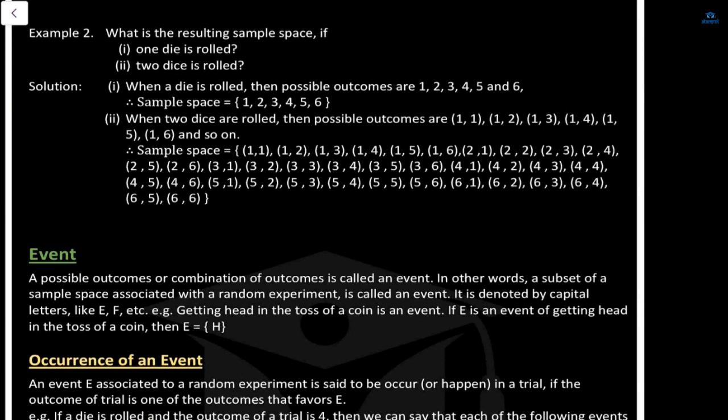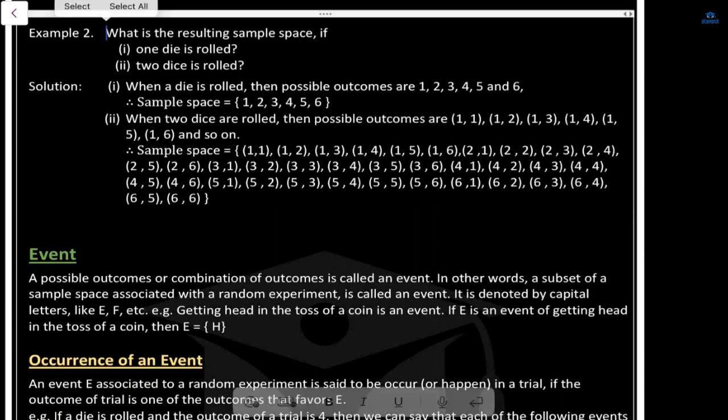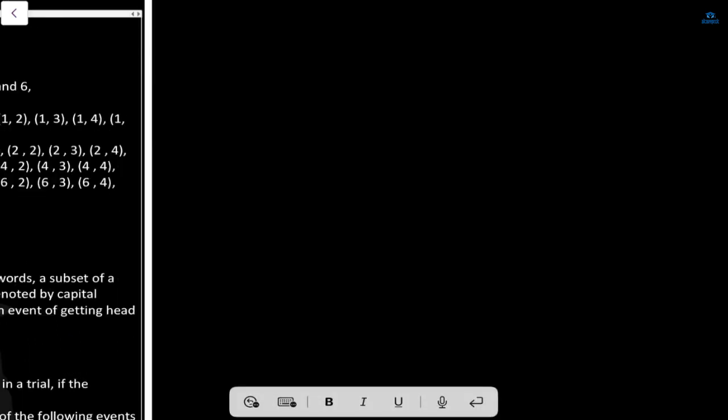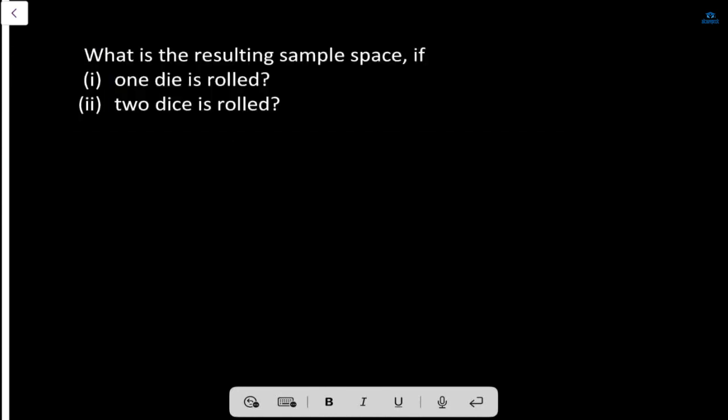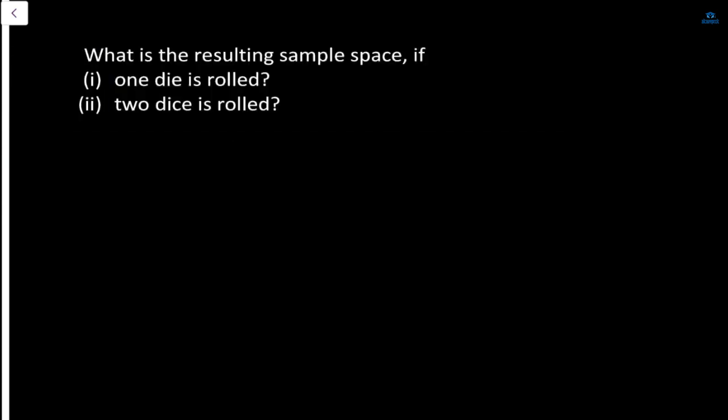Now write the sample space of this. If one dice is rolled, what will be the sample space? I'm not asking how many numbers there will be. You have to tell me all the outcomes, the resulting sample space: 1, 2, 3, 4, 5, 6. Any number between 1 to 6 you can get. So you write all the 6 numbers.